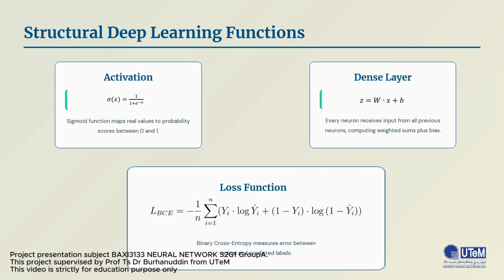And last, we have the loss function, which is binary cross entropy, and it measures the error performance of a classification model whose output is a probability value between 0 and 1, where y represents the actual label and y hat represents the predicted probability.